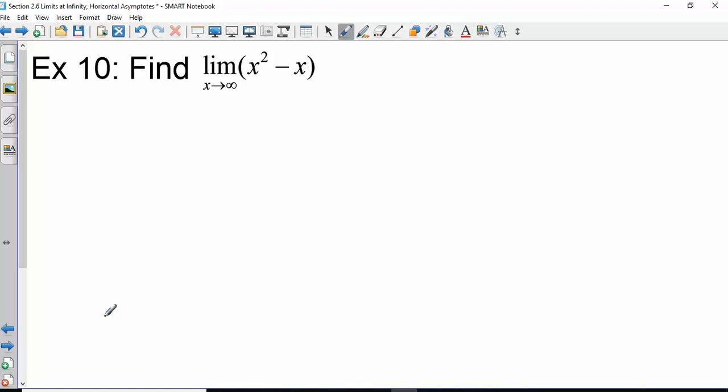We had one earlier like that, but it had radicals, so we multiplied by the conjugate. I don't have any radicals here. So let's see if we can reason through this. Is there anything you notice about x squared minus x? All right, let's take out that x.